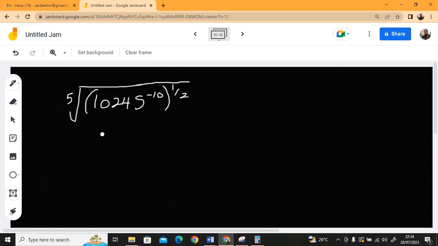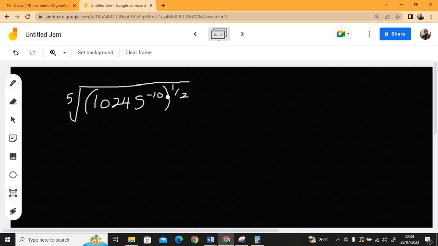So you have, they give us something like this. How can we solve it? You have 5 here. You have 1024, s. This s is not 5. S is to the power minus 10. They put it in brackets. You have another one, 1 over 2. Hey, they want to kill us. Now this is very easy.